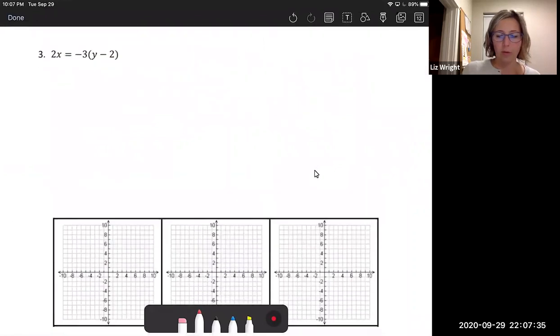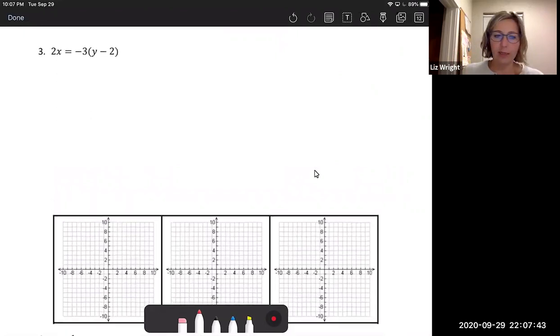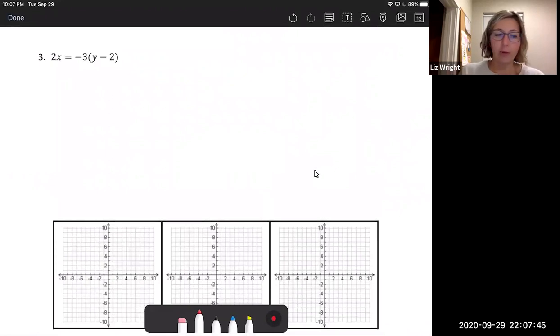So the one that I'm going to have you guys do is this one, number 3. I'll have you guys try this one on your own. What I would recommend first is that you get it into slope-intercept form. So that part I'm going to make sure you guys are good with that part. If I'm getting it in slope-intercept form, I would go ahead and distribute here.